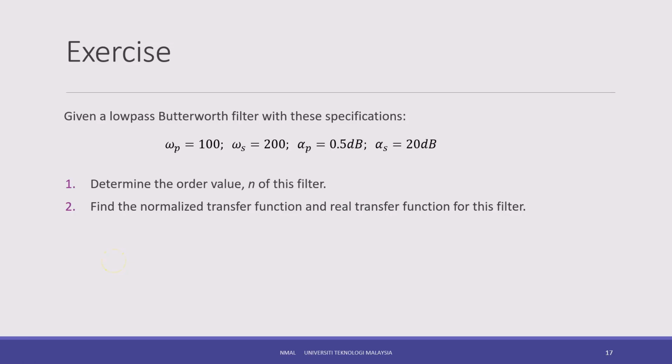One exercise for you. I hope you try to do it yourself first, and then you can message me to ask for the answer, because this is very easy. What you have to do is just mathematics. You just need to put the values of this low pass filter with specifications inside the equations, and you can determine the value of the order, the normalized transfer function, and also the real transfer function.